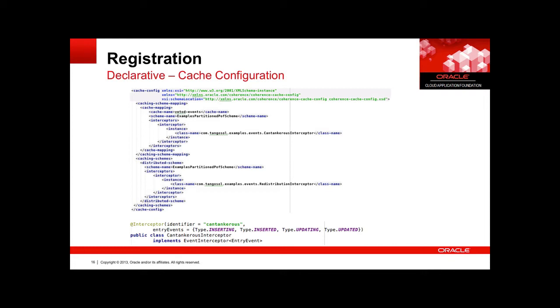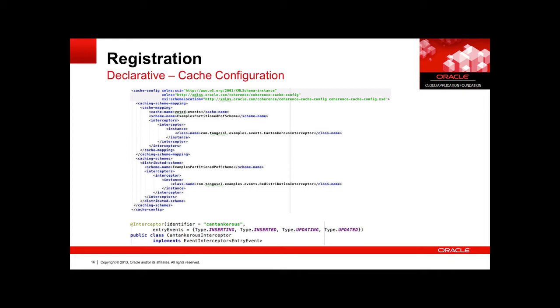So here we can see that we have a cache name defined of vetoed-events, and that maps to a scheme called the examples-partition-pof-scheme. And here we can see that we have a cantankerous interceptor that's defined under this cache name. So the cantankerous interceptor won't be invoked for any other caches that are hosted by the examples-partition-pof-scheme except for the vetoed-events cache. Also, if we look a little further down, we can see that we have an interceptor defined under the distributed scheme, and that is the redistribution interceptor. Now that's a transfer event interceptor, therefore as it's only interested in the transfer event, it's correctly defined under the distributed scheme.